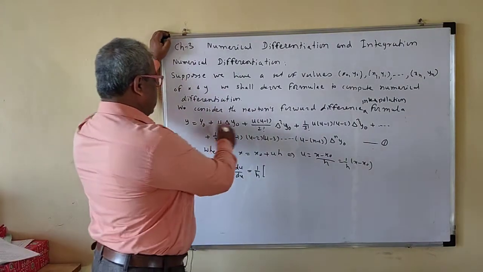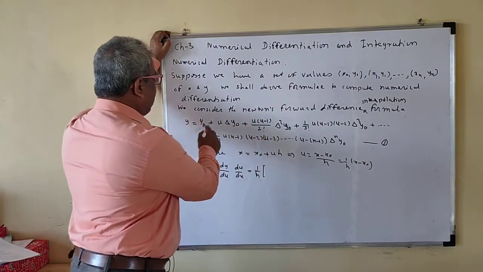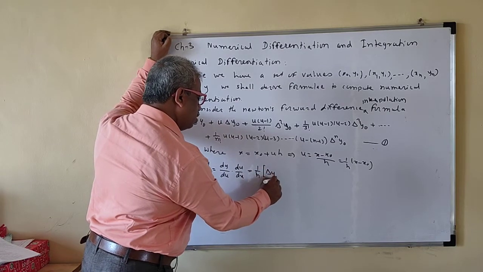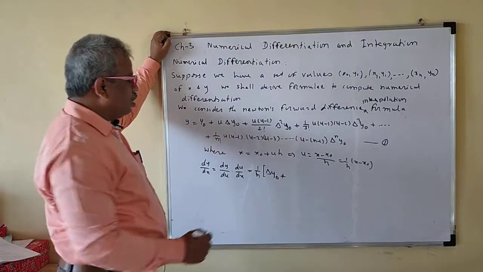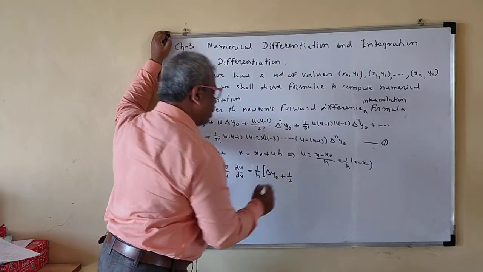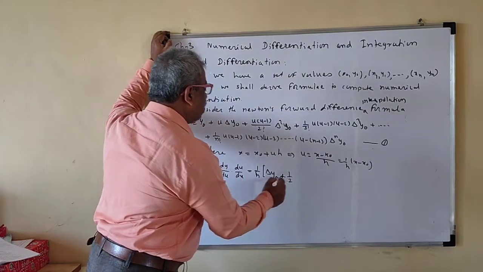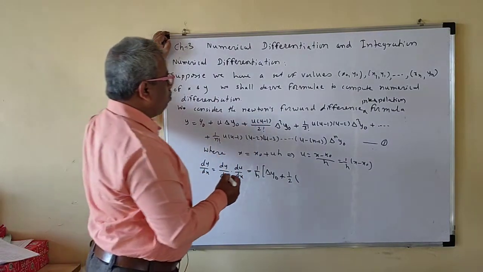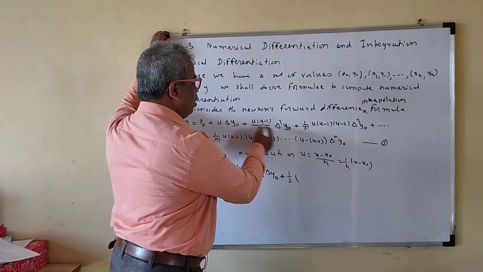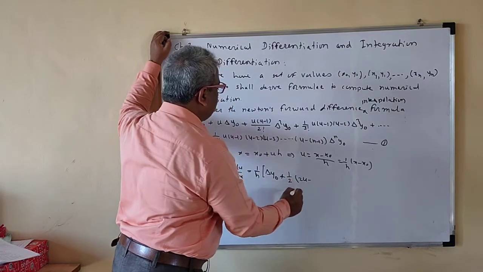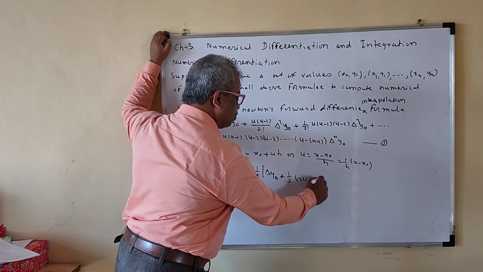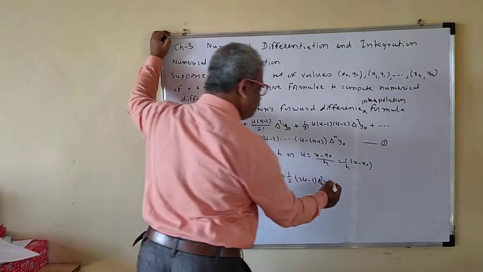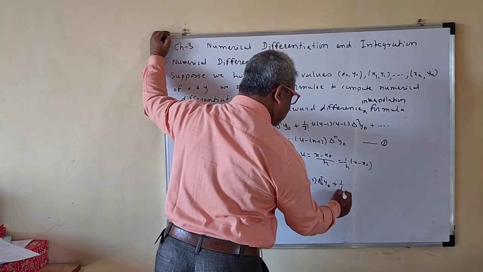Now we have to differentiate this. The derivative of y naught is constant, so this is 0. The derivative of the next term is delta y naught only, plus 1 upon 2 factorial, so I write 1 upon 2. What is the derivative of this one? This is u square minus u, so the derivative is twice u minus 1, times delta square y naught, plus 1 upon 6 I write here.